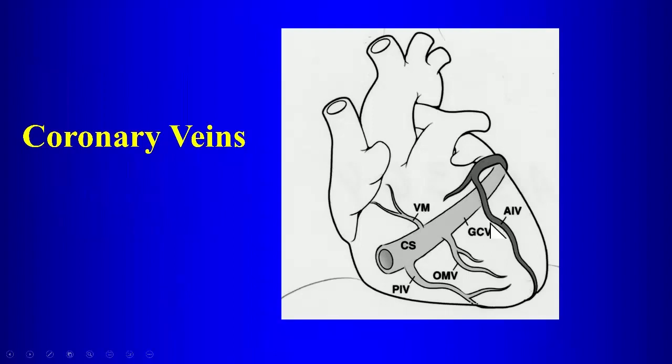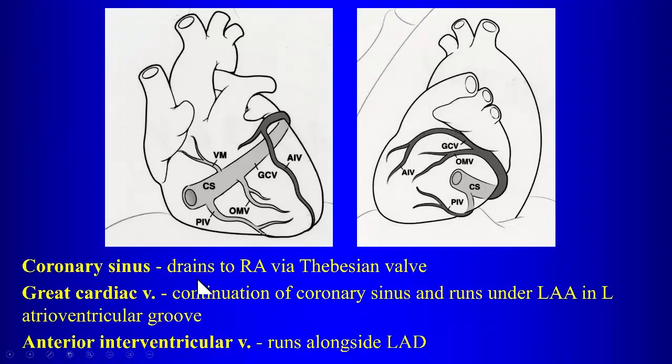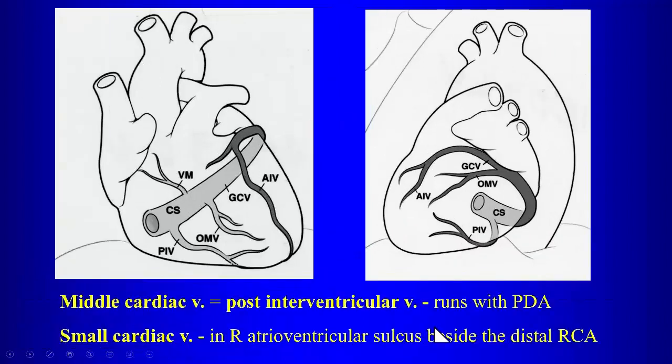There's also an anterior interventricular vein, so this runs parallel to the LAD. All right, so the coronary sinus we've covered before, drains to the right atrium via the Thebesian valve. We have the great cardiac vein, which is a continuation of the coronary sinus here in the left atrioventricular groove. And then there's the anterior interventricular vein, which runs in the anterior interventricular groove alongside the left anterior descending coronary artery. The middle cardiac vein runs in the posterior interventricular groove along with the PDA.